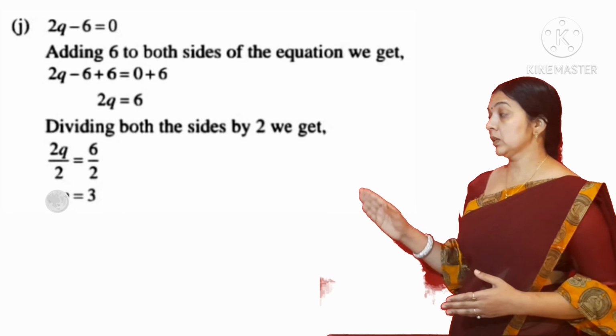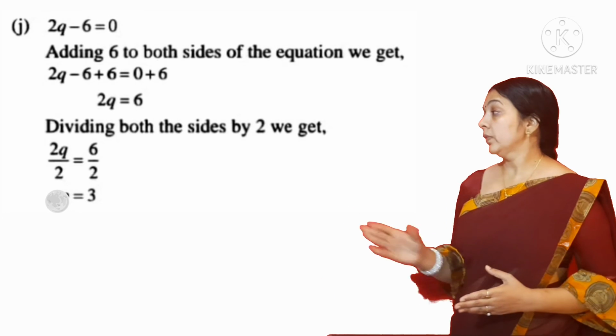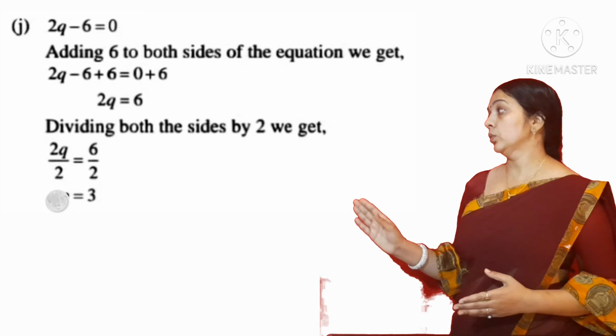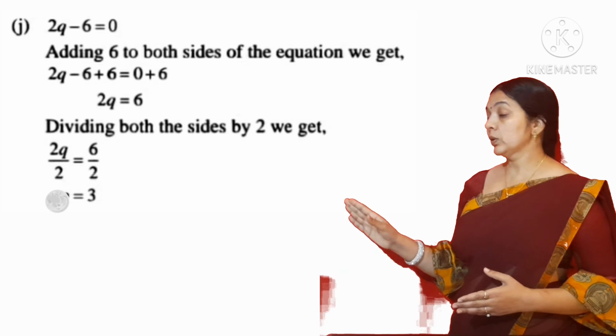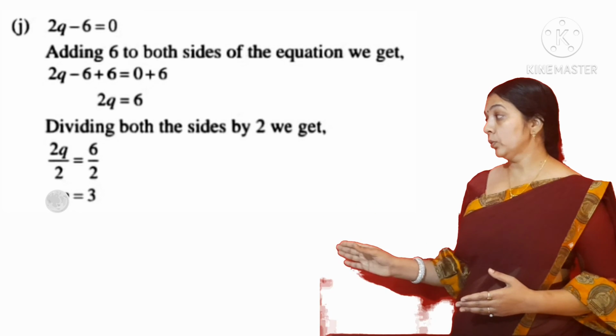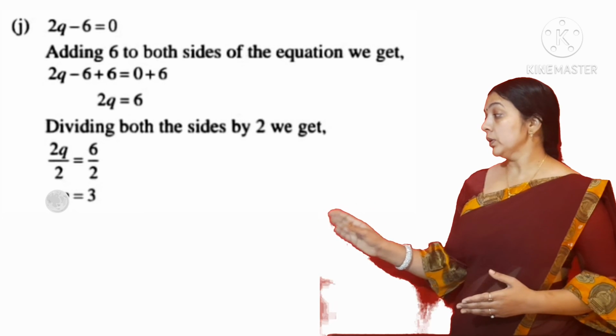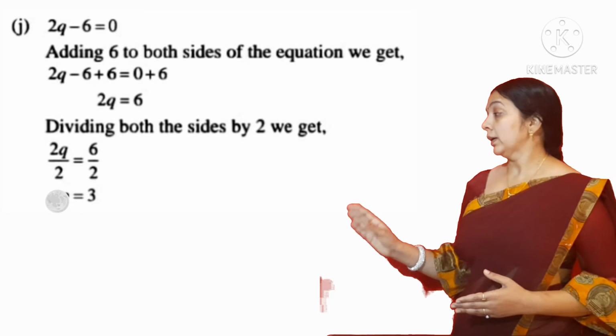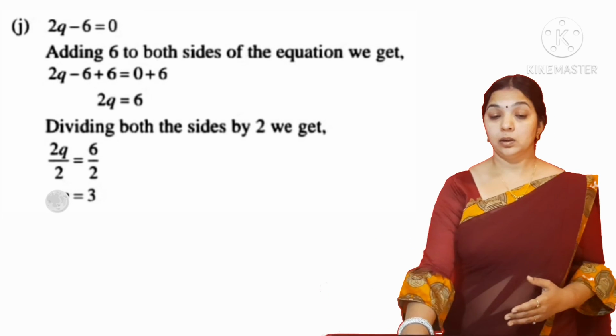2q minus 6 is equal to 0. For this we will add 6 on both hand sides. So it will result in 2q is equal to 6. Now we will divide by 2 on both hand sides. So q is equal to 6 upon 2, that is q is equal to 3.